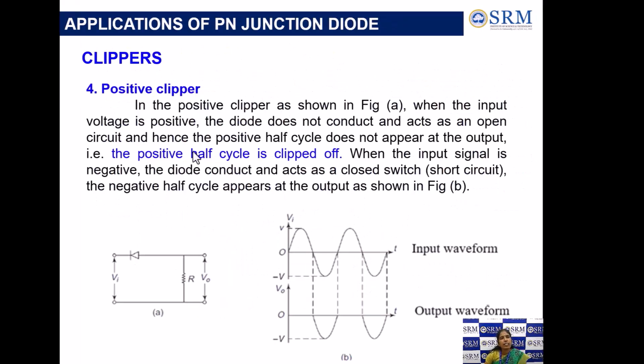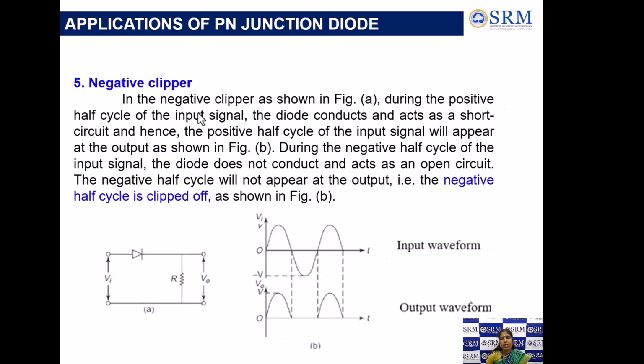Now let us understand the different types of clippers. This is one of the applications of the PN junction diode, where in a positive clipper, when we give the input sinusoidal voltage, we are able to see that the positive portion of the cycle is getting clipped off. So you have to connect a diode in such a way that for a positive clipper, the input is given to the negative terminal of the diode, so the diode conducts only the negative half cycle, but it will clip off the positive half cycle.